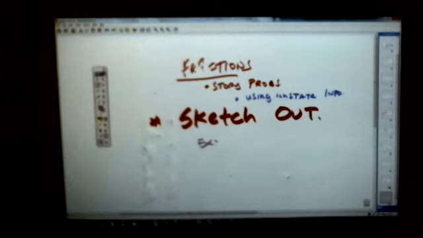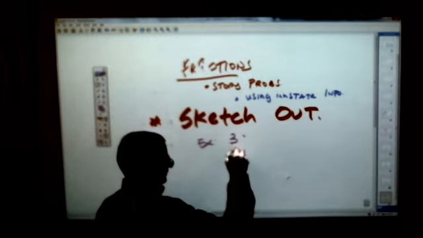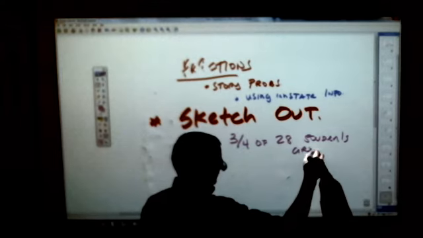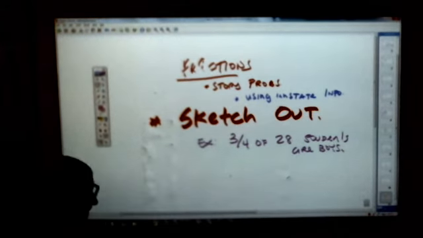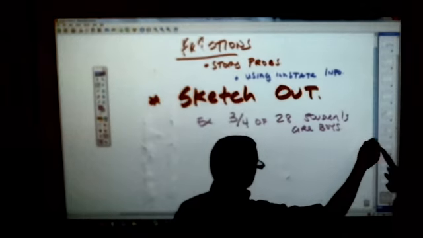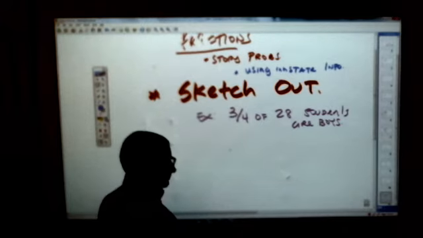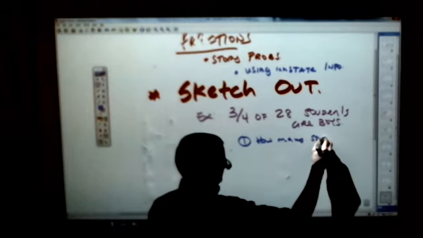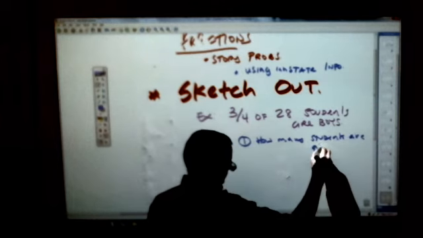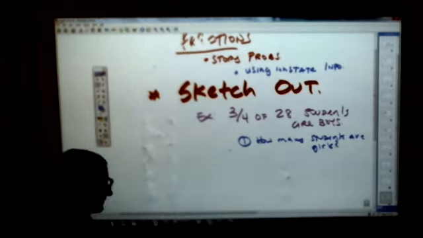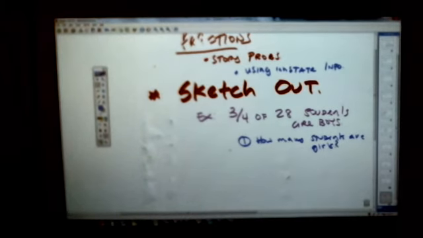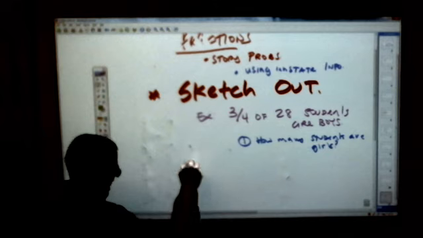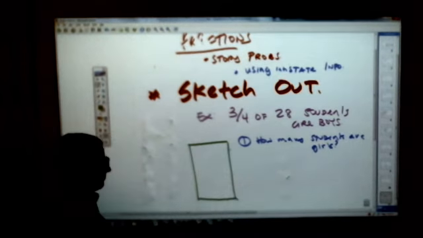For example, 3/4 of the 28 students are boys. They could ask you a number of questions here. The most logical question they would ask you is, how many students are boys? But the book's not going to ask you. It might ask you, how many students are girls? So you cannot look at that and go, oh, they don't tell me anything about girls. Well, they do, because you being smart 6th graders know that either you're a boy or a girl.